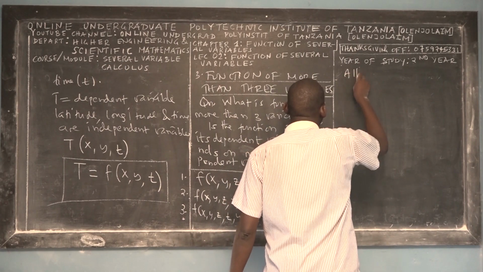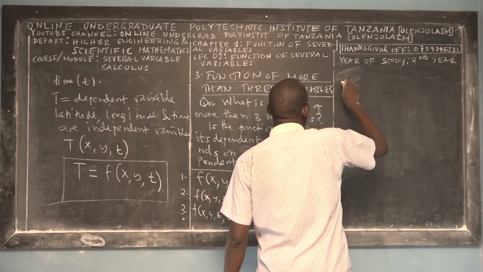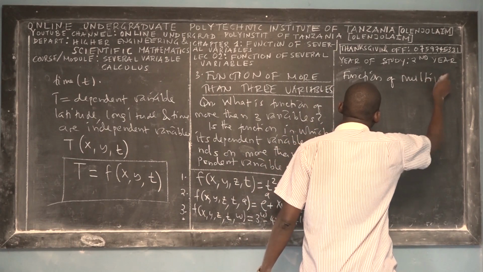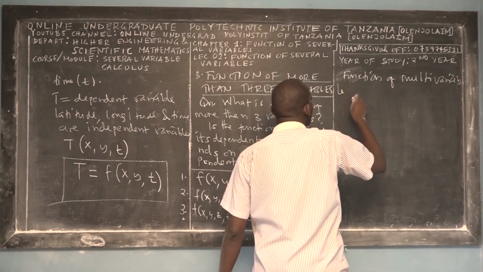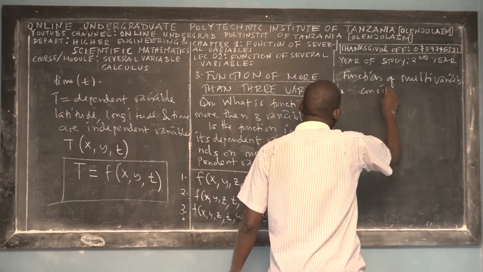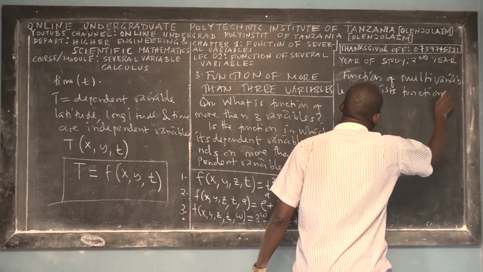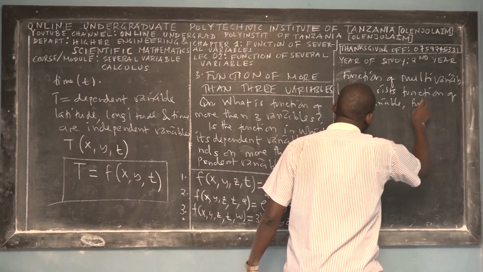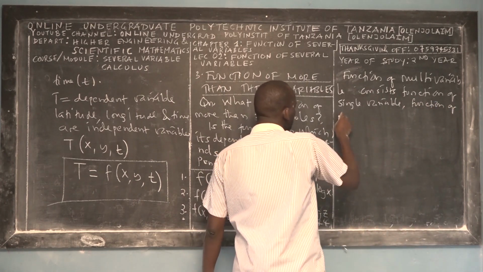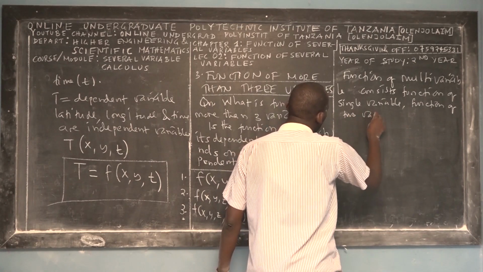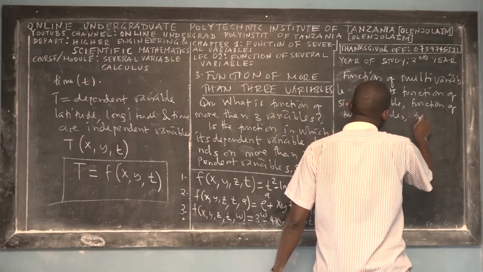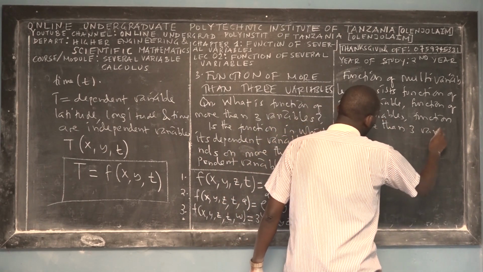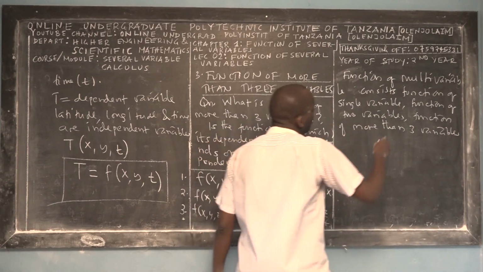So you say that functions of multivariable consist of functions of a single variable, functions of two variables, and functions of more than three variables. So that's the meaning of functions of multivariables.